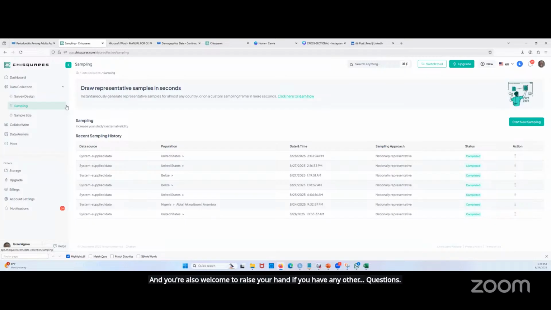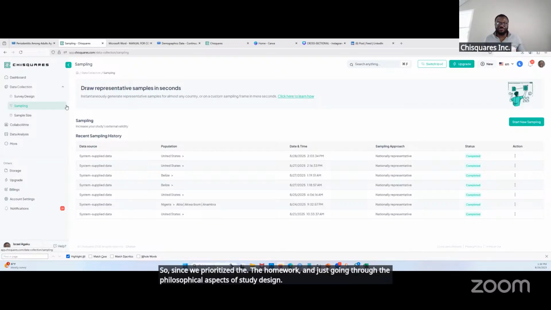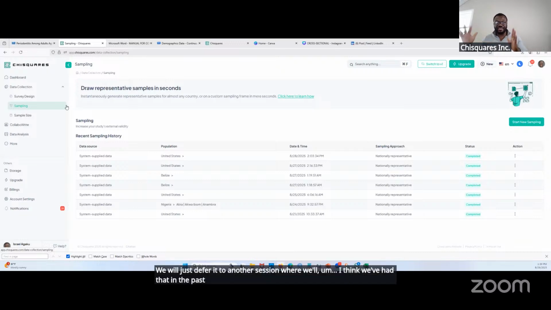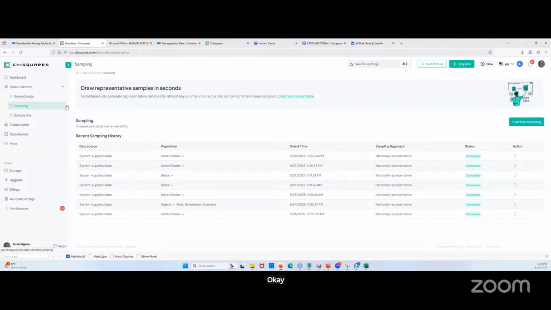Since we prioritized the homework and going through the philosophical aspects of study design, we obviously won't be able to go through that manuscript today, but that's fine. We'll defer it to another session where we'll have a dedicated session for that. But today we'll make sure we answer all questions related to study design, including from NHANES, if you have any. Any other questions? Okay. Seems you've answered this one.